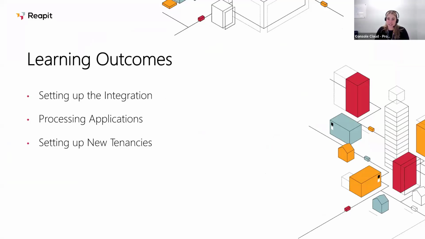Today we're going to have a look at a few things. We're going to look at setting up the integration. Between Console Cloud and Inspect Real Estate, we do want them to talk so we can seamlessly send property and application data back and forth. We're going to give you a little high-level overview of processing applications in Inspect Real Estate. We won't deep dive, but we'll give you some tips and tools. And then we'll go through and finalize the successful application with a new tenancy in Console Cloud.